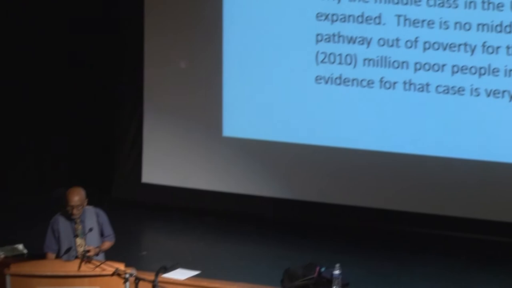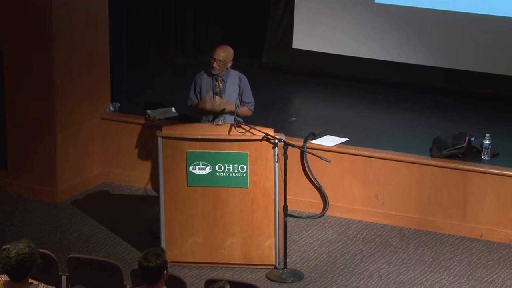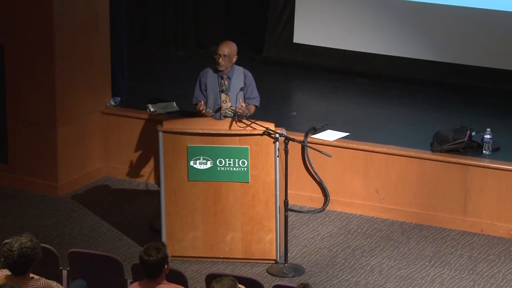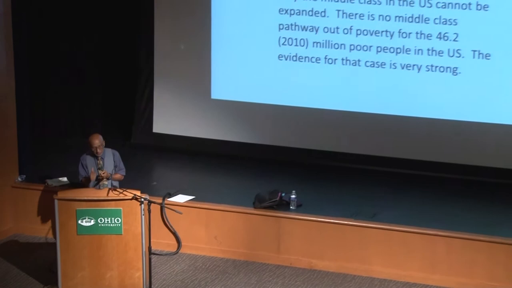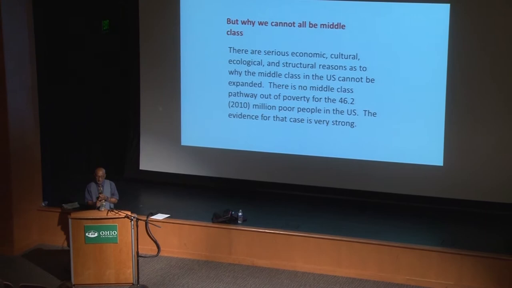Now, the paper that I wrote is, we cannot all be middle class. It can't be done. Physically, it can't be done. It's very important that we realize it, because it's the 600-pound gorilla that sits in the middle of the room and sucks up all of the oxygen so that we can't think of an alternative way of organizing our lives. Yeah? And there are very serious economic, cultural, ecological, and structural reasons as to why the middle class in the US cannot be expanded. And there is no middle class pathway out of poverty for 46 million people in the US that are poor. And the evidence is overwhelming.